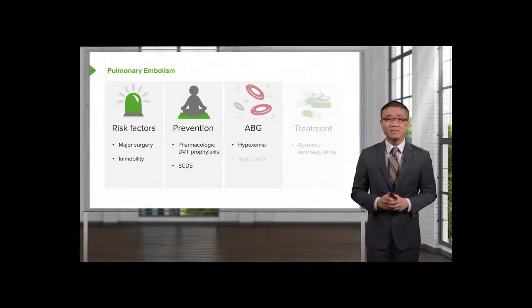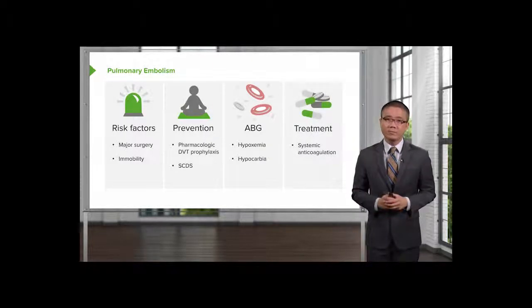Diagnosis of pulmonary embolism may be aided by getting an arterial blood gas. In an arterial blood gas, generally we demonstrate hypoxia, but very importantly, hypocarbia. That's because most patients with pulmonary embolism also hyperventilate, causing a reduction in the CO2.